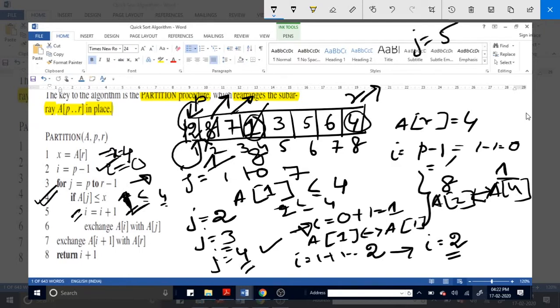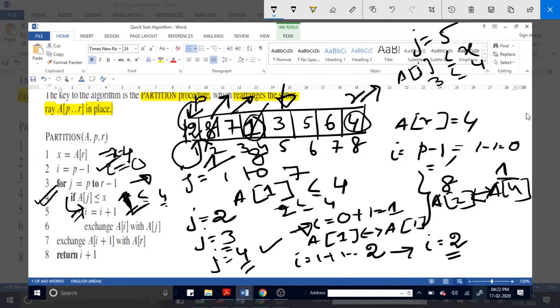J is 5 means 1, 2, 3, 4, 5. This one. So what I have to do? I have to compare A5, AJ, with x, which is the last one, 4. That means 1, 2, 3, 4. 3 will be compared with 4. Yes or no? Which is true. If it is true, it will get inside the loop.